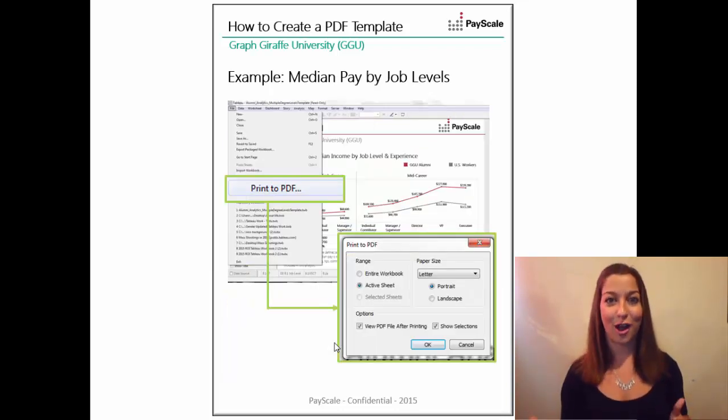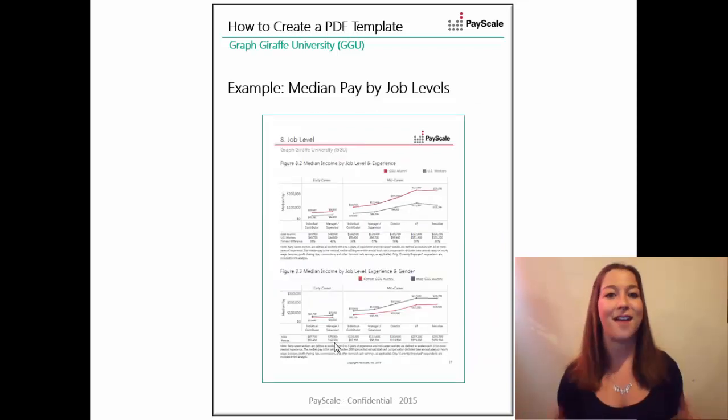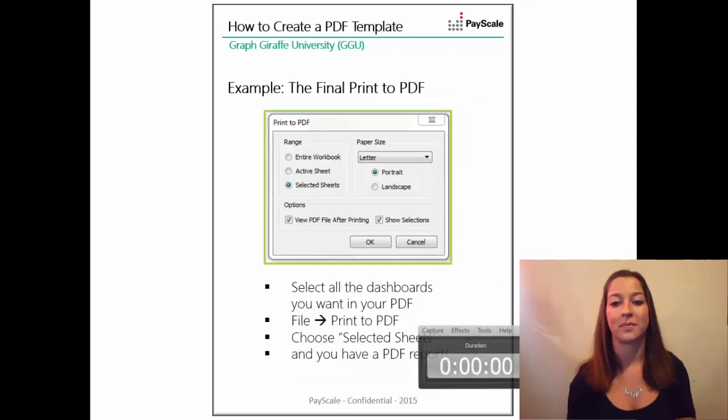Once we have all of our objects, again, there are more of them now, but it's exactly the same. Once we have all those sheets and our static objects on our dashboard as we like, we can file, print to PDF, and we have a beautiful job level page.